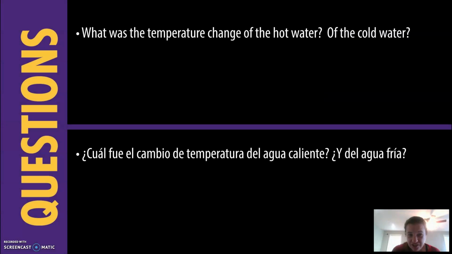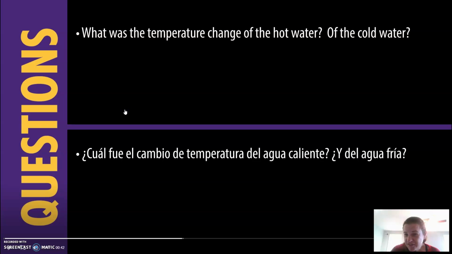It did not change. So what was the temperature change of the hot water and of the cold water? We had already answered that question. The hot water began at 47 and ended at 42, so that is a change of 5 degrees. The cold water began at 0 degrees Celsius and ended at 2 degrees Celsius, so that is a change of 2 degrees Celsius.